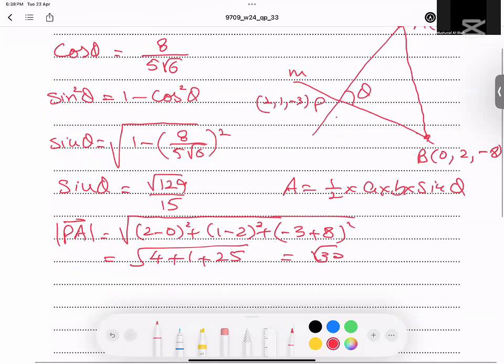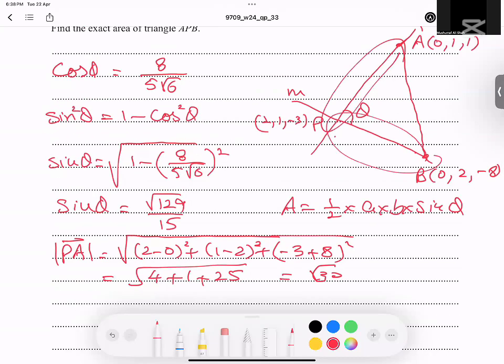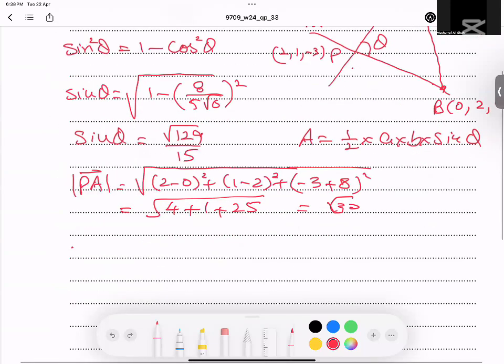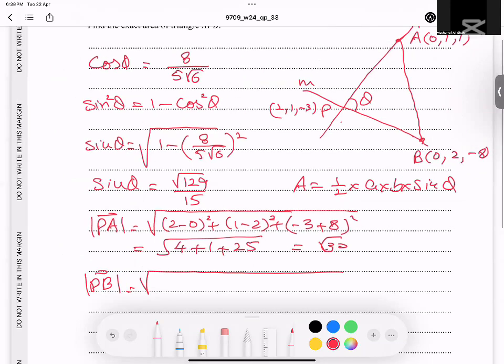Now I'll go for PA. I'm going for the PB length, same criteria. So this is PB actually. It's not PA, sorry for that. So I found PB already on top. Now I'm finding the PA length.